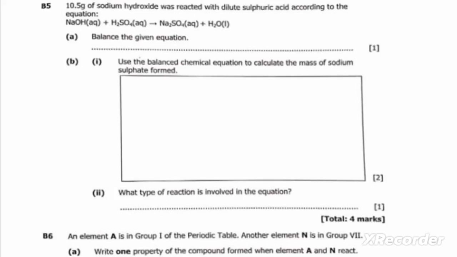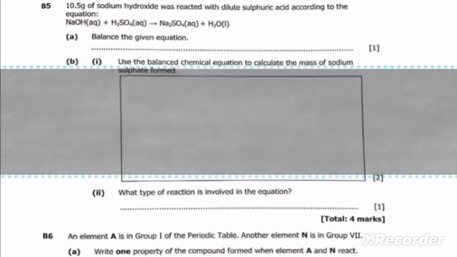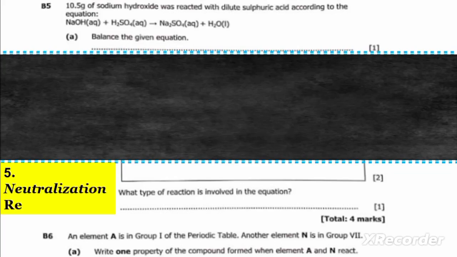We move to the next question, which is question B5. Question B5, 10.5 grams of sodium hydroxide was reacted with dilute sulfuric acid according to the equation given here. Question A, balance the given equation. So this is neutralization reaction. So remember we looked at 20 reactions, and neutralization reaction was on number 5.